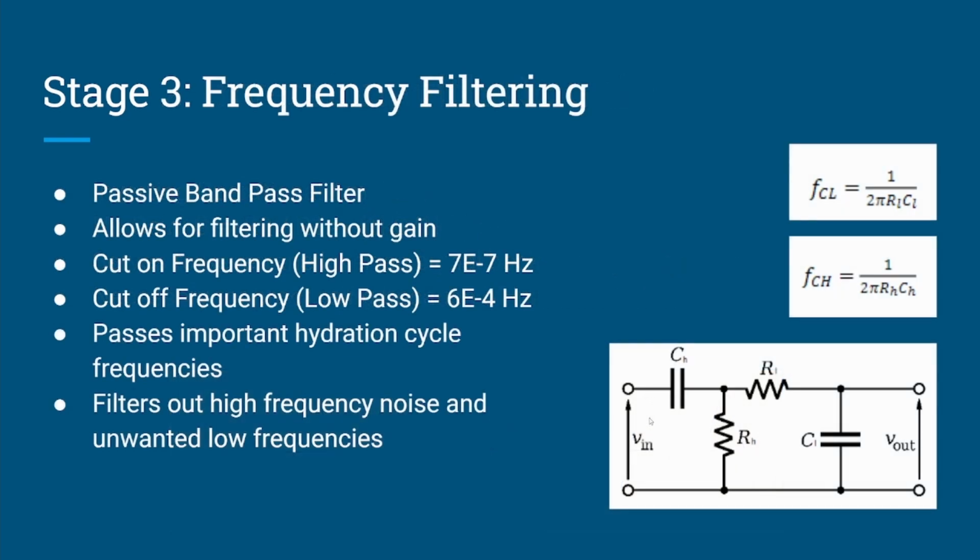The last stage of our circuit filters out high frequency noise and unwanted low frequencies by attenuating those frequencies using a passive bandpass filter. The cut on and cut off frequencies were chosen based on maximum and minimum peak to trough periods of 8 days and 15 minutes for dehydration respectively. The allowed frequencies range from 700 nanohertz to 600 microhertz, which encompasses all the important frequencies for dehydration and rehydration time. These minimum and maximum frequencies were used to calculate the RC factor needed for each of the low pass and high pass portions of the bandpass filter.